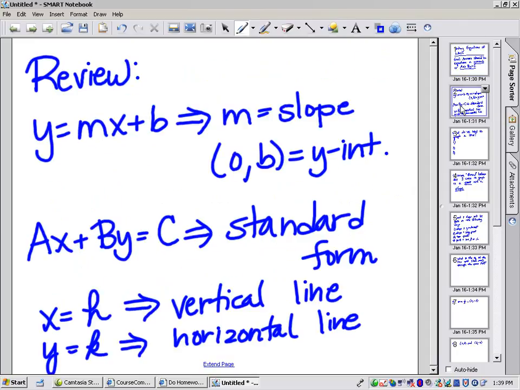Let's review those equations that we've talked about. Remember that y equals mx plus b is called the slope-intercept form of a line. The coefficient of x, m, is our slope. B is the y-coordinate of the y-intercept. In other words, the point (0, b) is the y-intercept. The ax plus by equals c is called the standard form of a line. And remember our special cases. x equals a number is a vertical line, and y equals a number is a horizontal line.